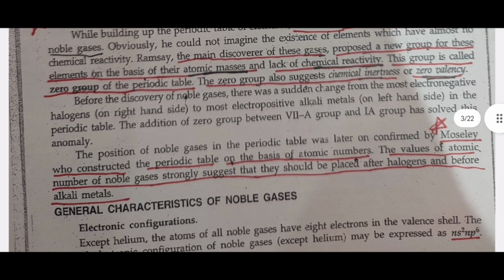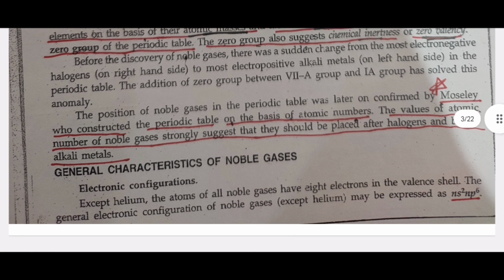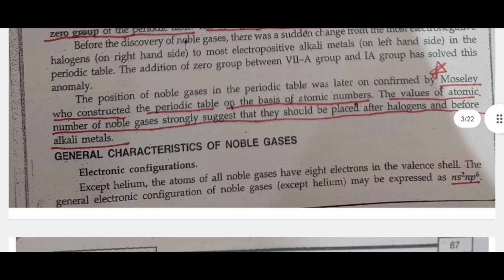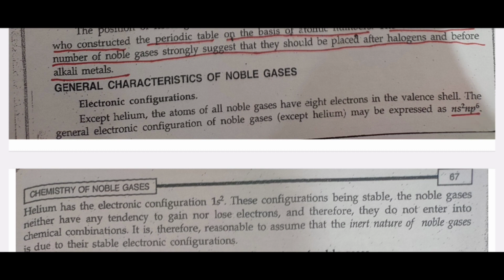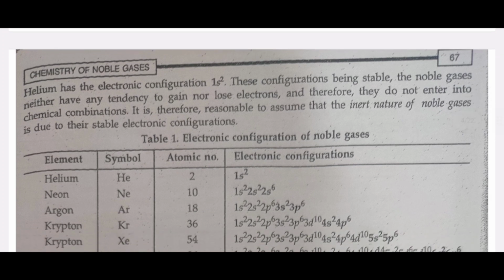Before the discovery of noble gases, there was a sudden change from the most electronegative halogen to the most electropositive alkali metal on the left-hand side in the periodic table. The addition of the zero group between the 7th A group and the 1st A group has solved this anomaly. The position of noble gases in the periodic table was later confirmed by Moseley, who constructed the periodic table on the basis of atomic number, and the atomic number of noble gases strongly suggests that they should be placed after halogen and before alkali metal.